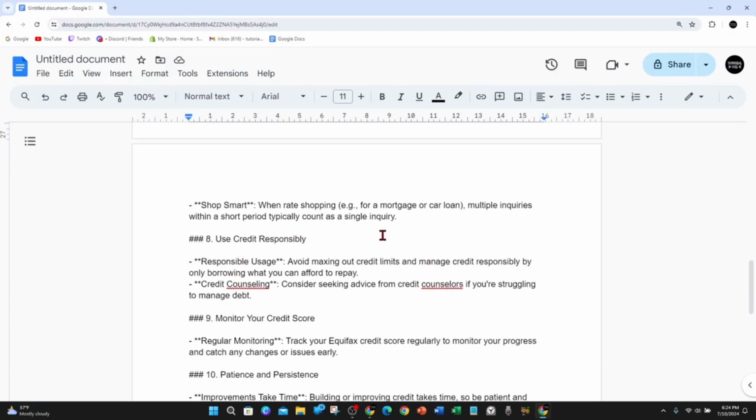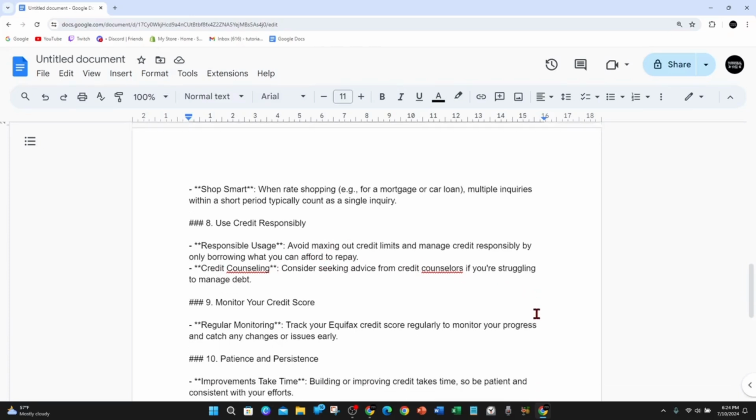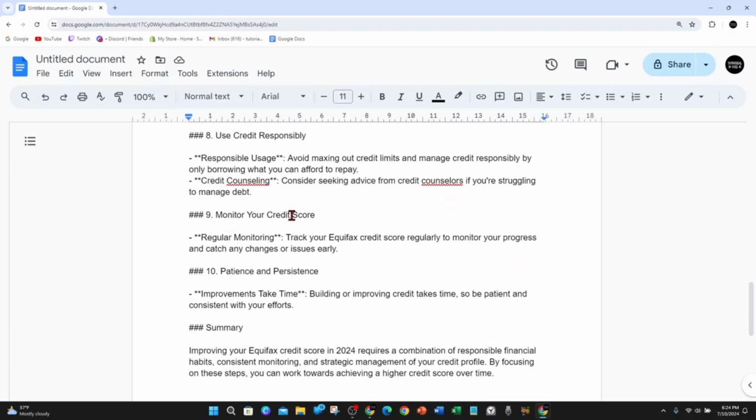Use credit responsibly. So avoid maxing out credit limits and manage credit responsibly by only borrowing what you can afford to repay. And if you need credit counseling, so consider seeking advice from credit counselors if you're struggling to manage debt.